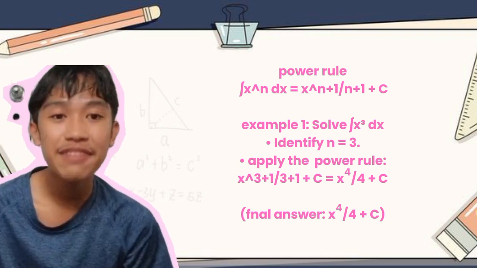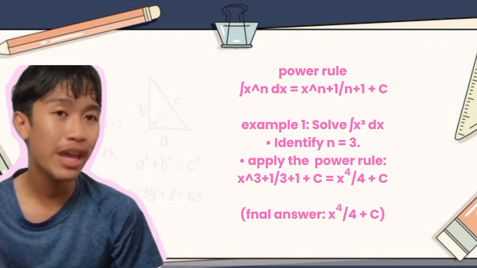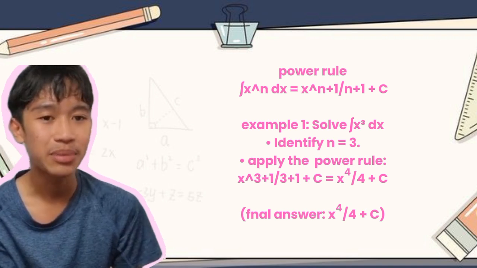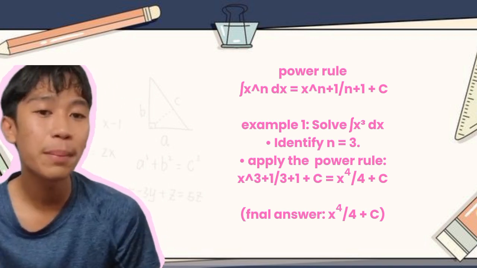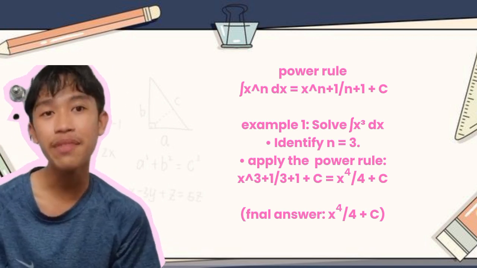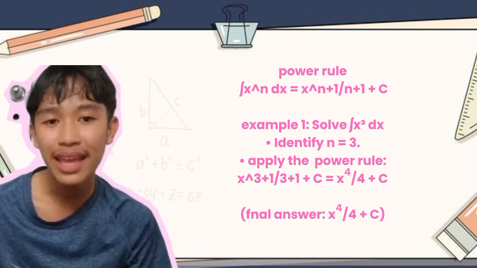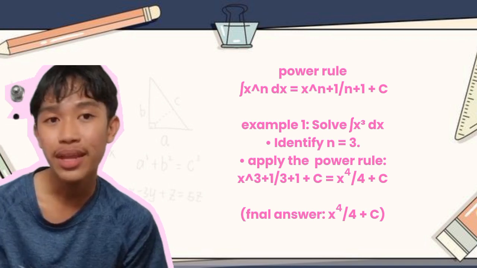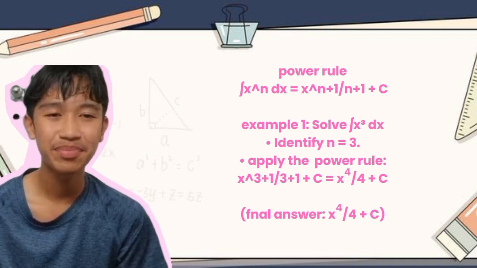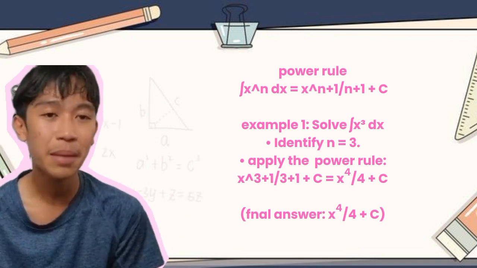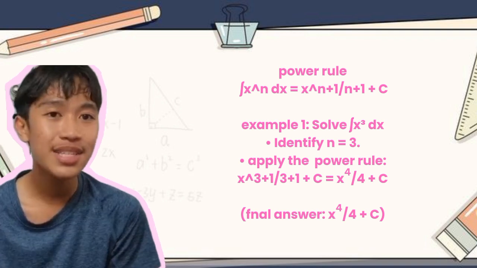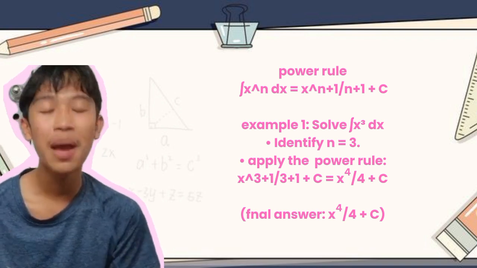First is to identify the exponent. If we have x raised to 3, so our n is equal to 3. Second is to apply the power rule. Now we denote this as the antiderivative of x raised to 3, so it equals x raised to 3 plus 1 over 3 plus 1 plus C. And lastly, we must simplify it all. So you're going to have the final answer of x raised to 4 over 4 plus C.